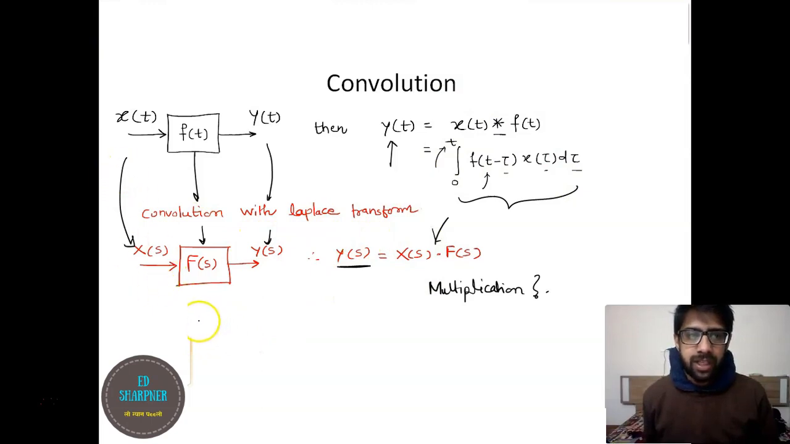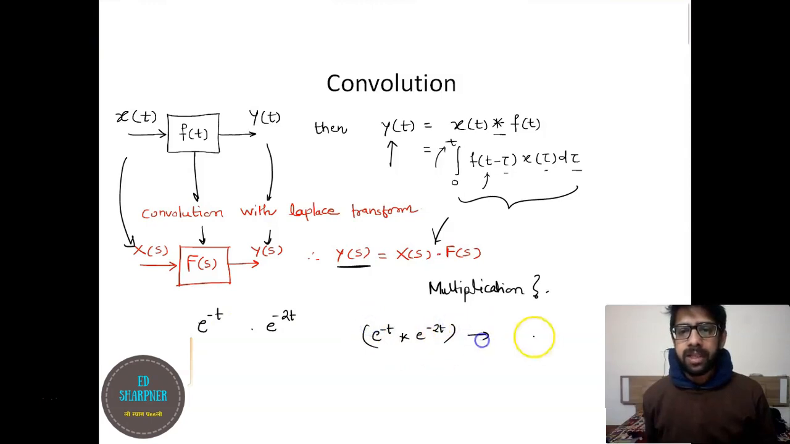So if x of t is e raised to minus t, and if f of t is e raised to minus 2t, your output will be the convolution of e raised to minus t and e raised to minus 2t. Now you cannot simply convolve this using this particular equation, and I'm not going to spend my time solving this complicated integration. Instead, I'll take the Laplace transform of this, which will be 1 upon 1 plus s, and multiply it with the Laplace transform of this particular function, 1 upon 2 plus s.